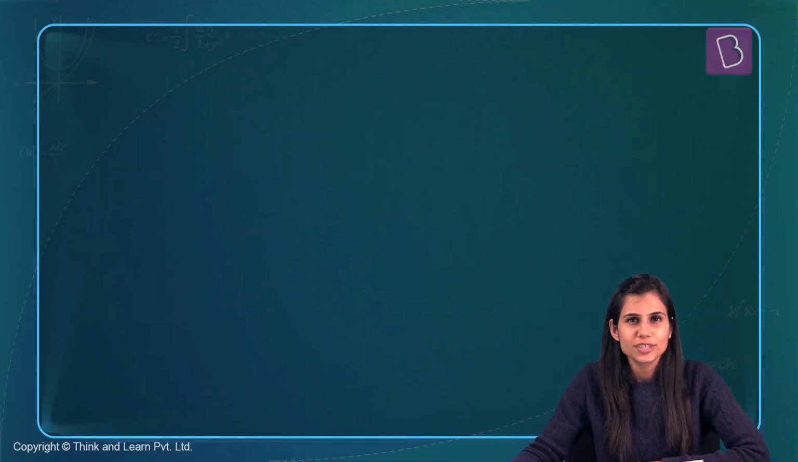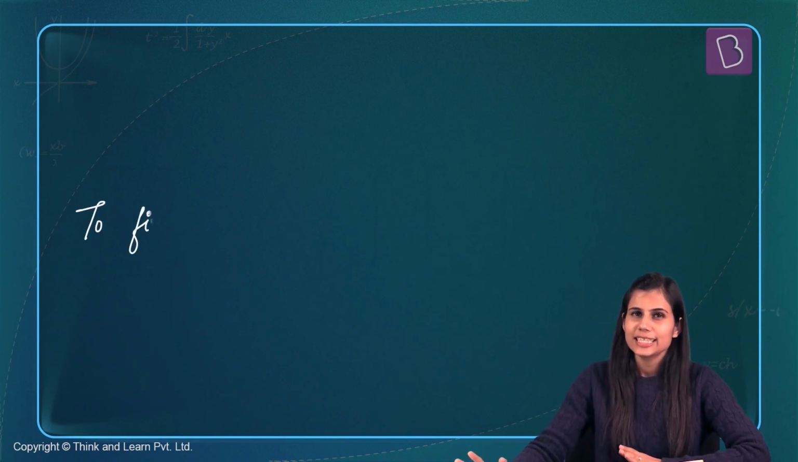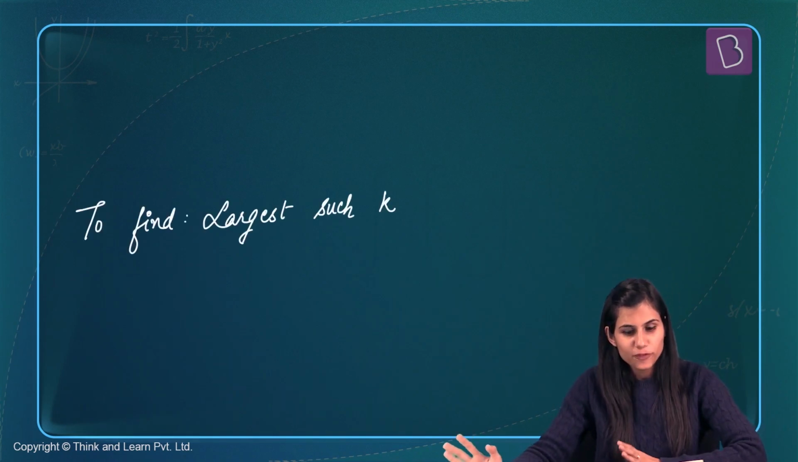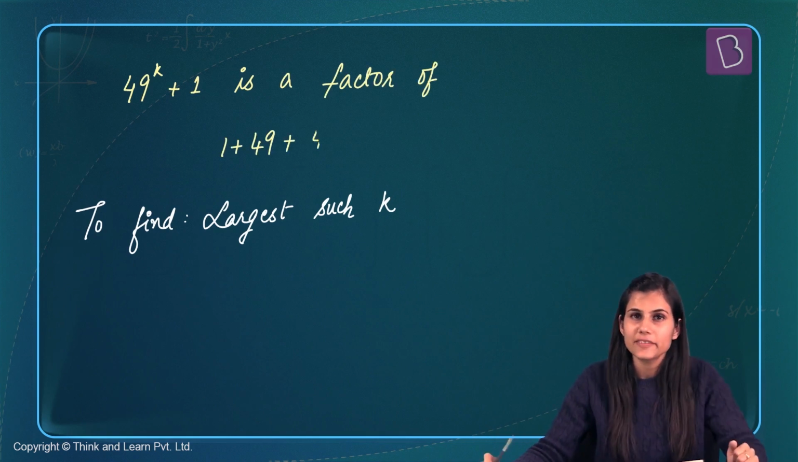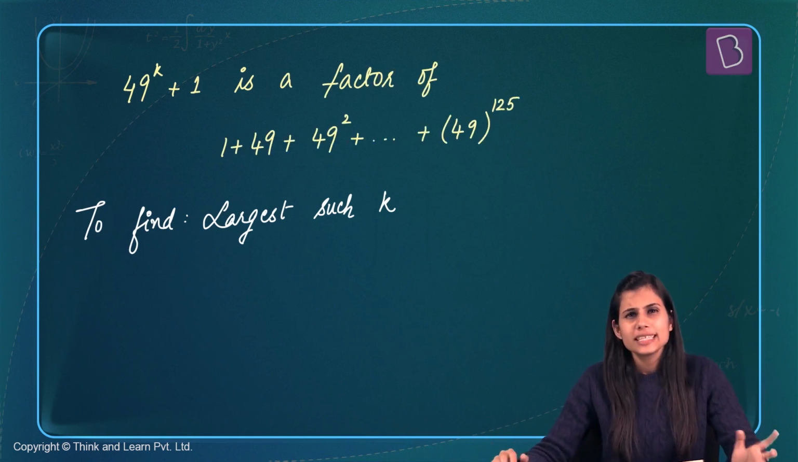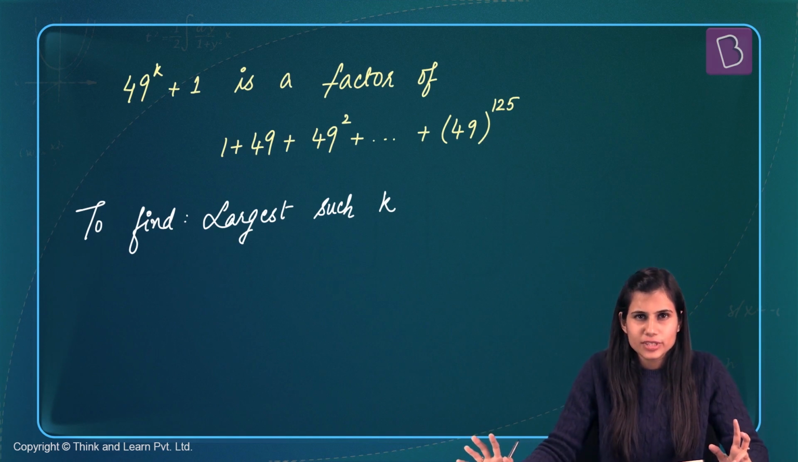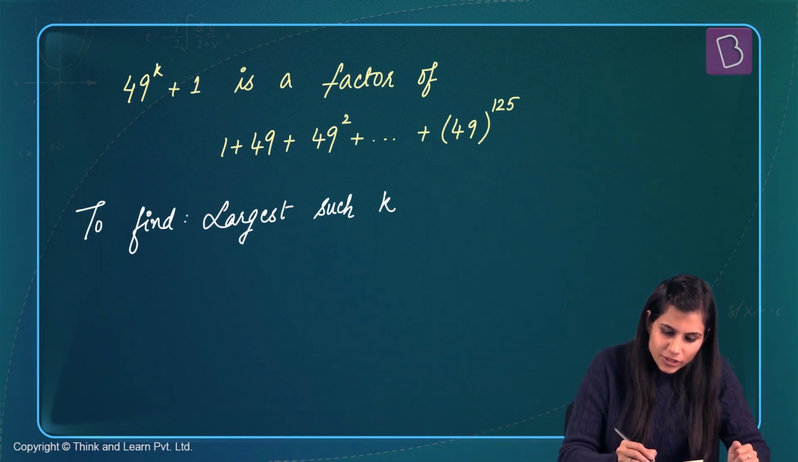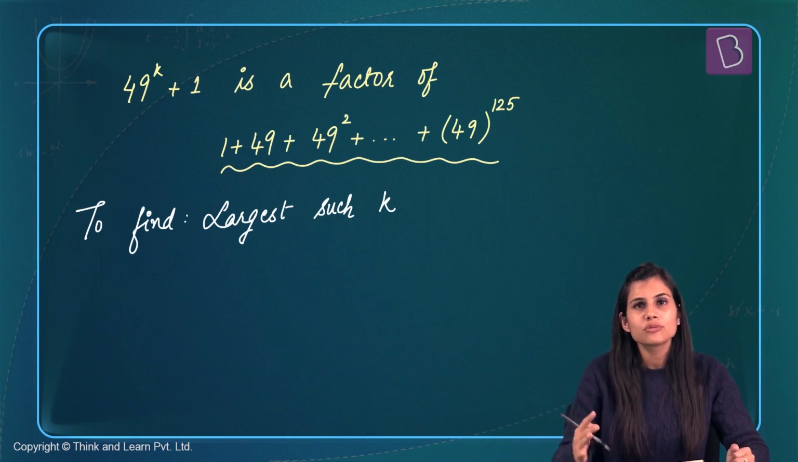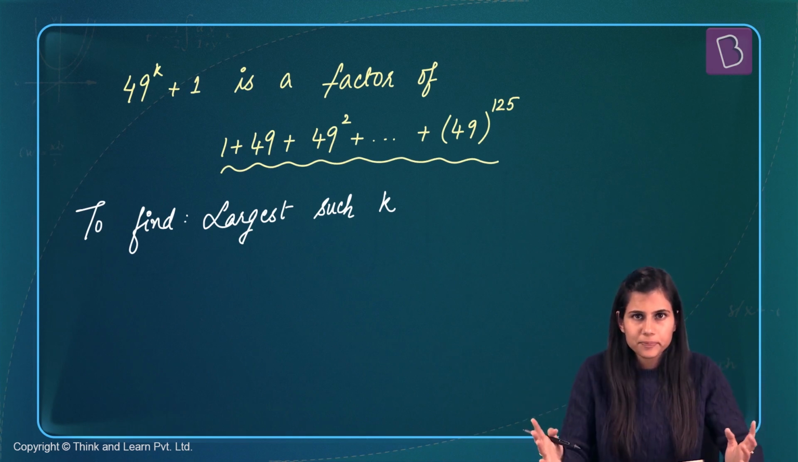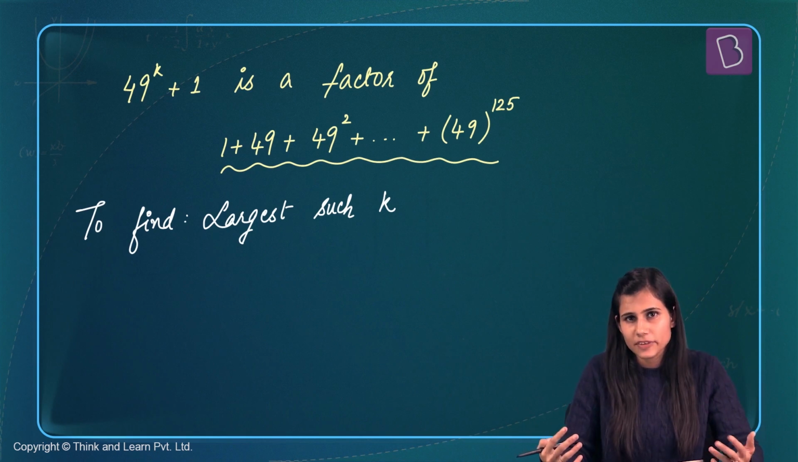Take a look at this question now. It says, what is the largest value of k for which 49 to the power k plus 1 is a factor of this given expression. So of course these are some famous variety of questions, isn't it? You know what to do in here. We try to express this expression in terms of 49 to the power k plus 1 for some k. And that is what leads us to the answer eventually.